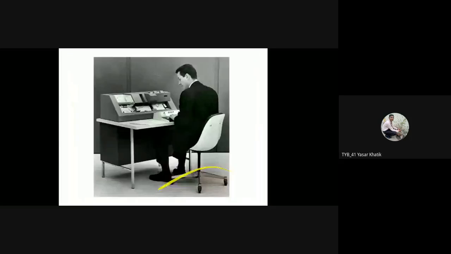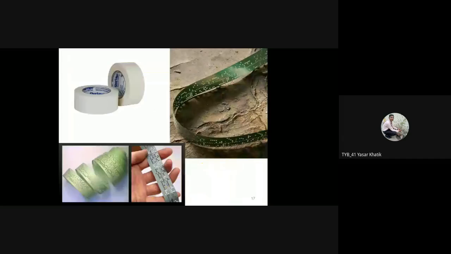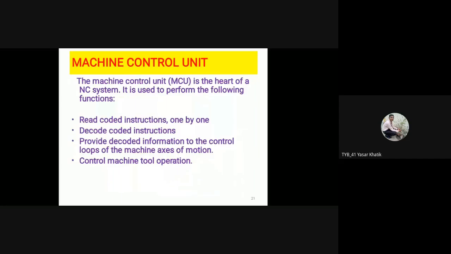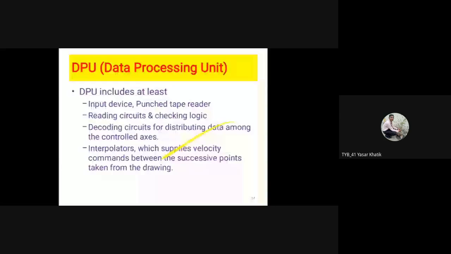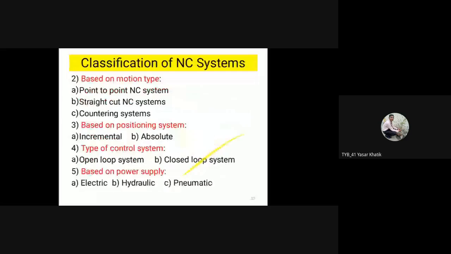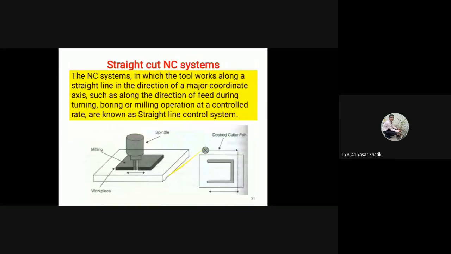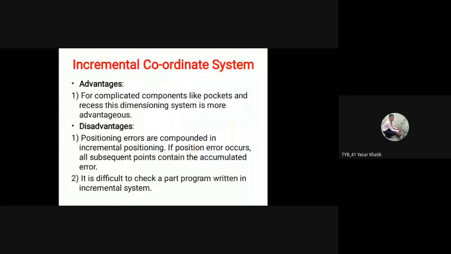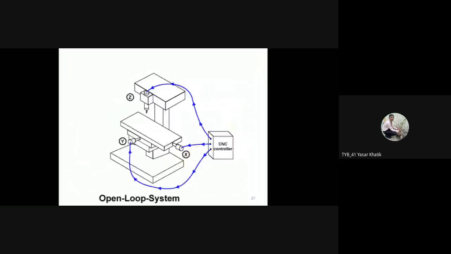Then we have seen some punch card examples, punch tape, then tape reader, then advantages of the NC machine, then work 0, machine 0. Then we have seen the classification as per the motion type, positioning type, and control type. So there is point to point, straight cut, contouring system, then incremental and absolute positioning system according to coordinate system.